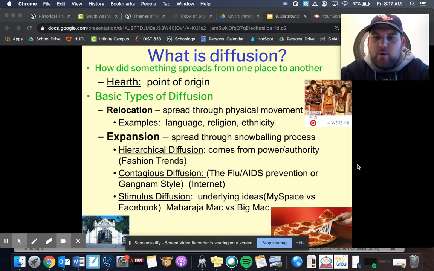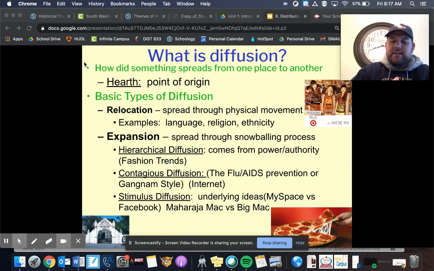Okay, we're going to talk about what diffusion is. We talked about distribution and globalization first, and now we're just going to focus on diffusion. Diffusion is how something spread from one place to another. Distribution is how it's laid out or arranged across an area. Diffusion is all about how something spreads. Some basic things you need to know: Hearth is a point of origin, where something begins.